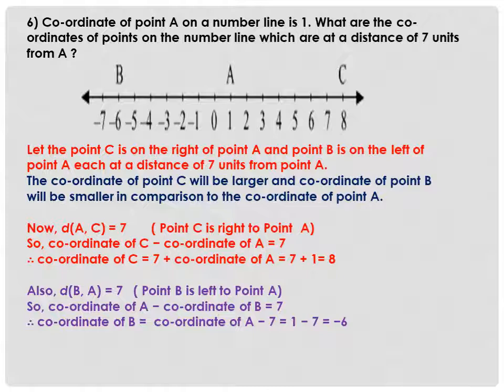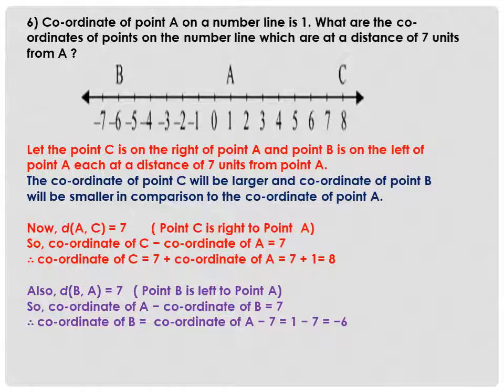You know that the number line has two directional arrows, meaning left and right side. Then from A on the right hand side we can consider 7 units, or on the left hand side also 7 units. Then I have drawn the diagram as per that. A coordinate 1 I took, going to the right side we get point C, going to the left side we get point B.